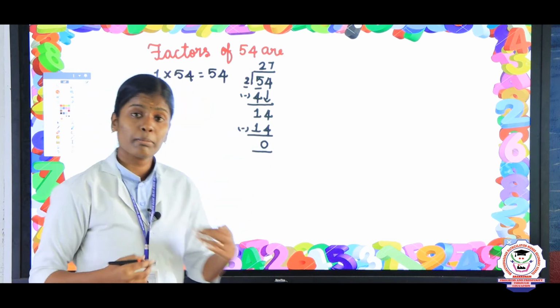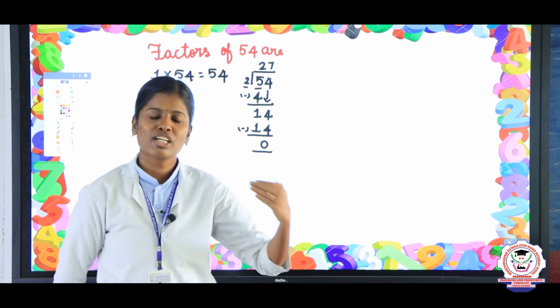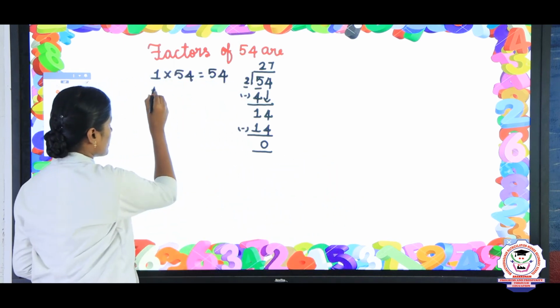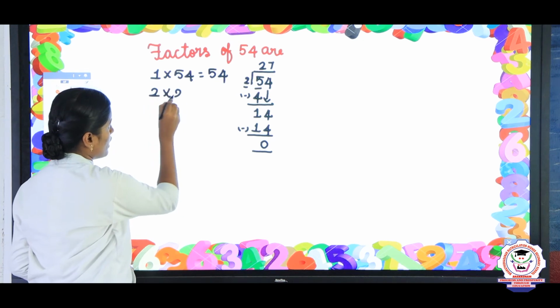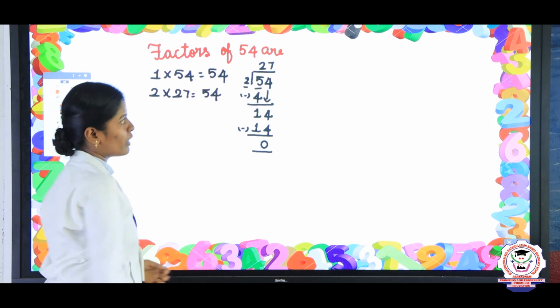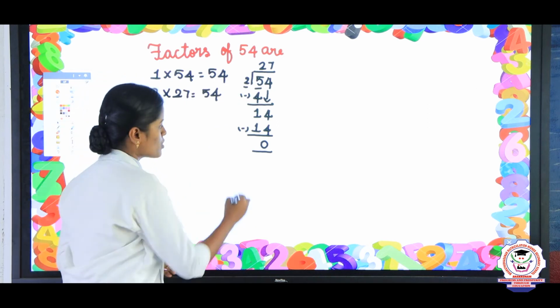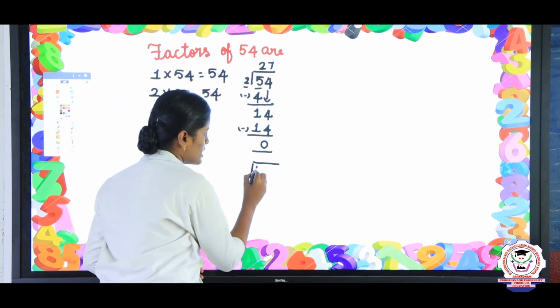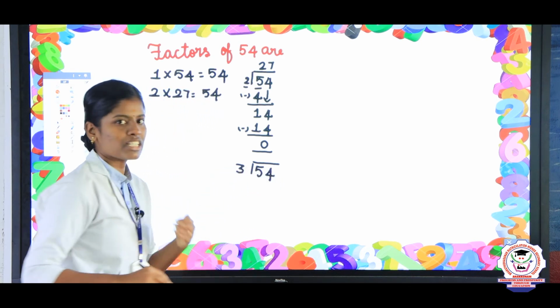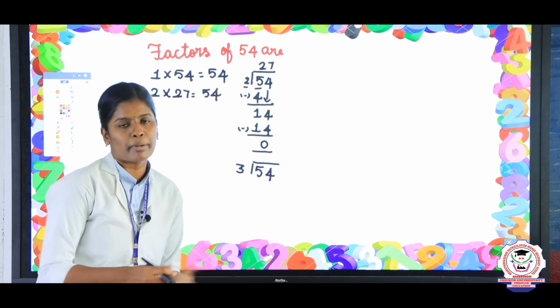Yes, 2 table of 54. How many times? 2 27s are 54. So write the answer, 2 27s are 54. Then we are going to check the 3 table. So take 54 divided by 3. Remainder 0 means yes, and remainder a non-zero number means no.